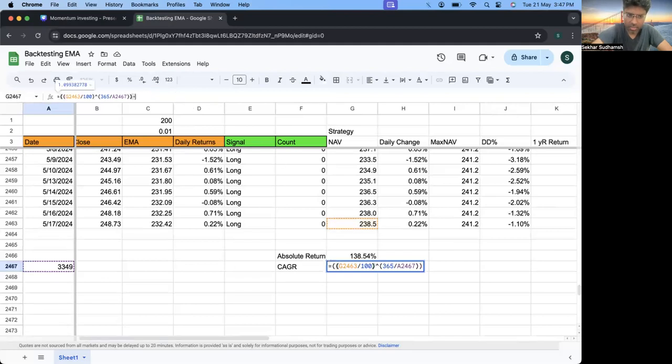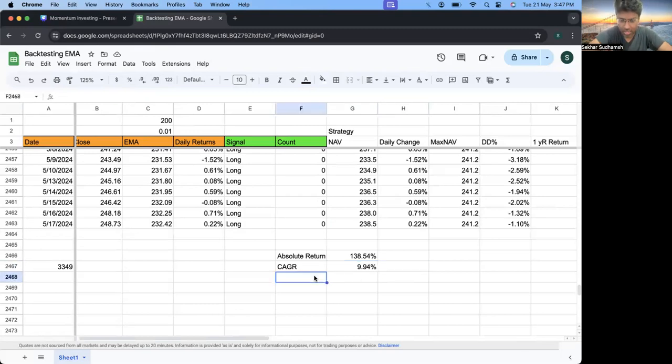CAGR gives the annualized returns. Annualized returns are much better to compare. It gives you a context. So this number, 9.94%, means that on average, our portfolio grew by 10% year on year over the last 10 years. That's what this strategy says.